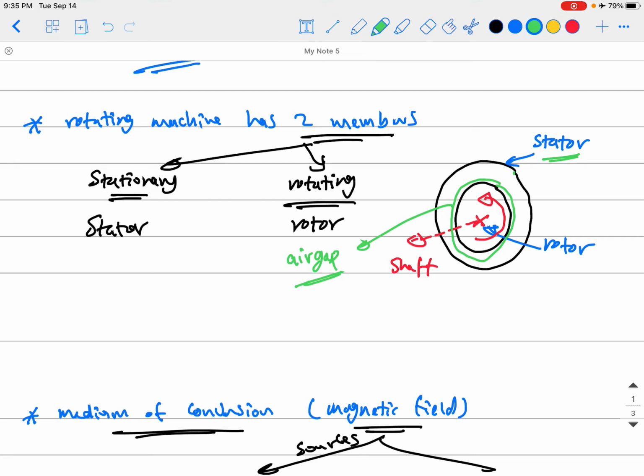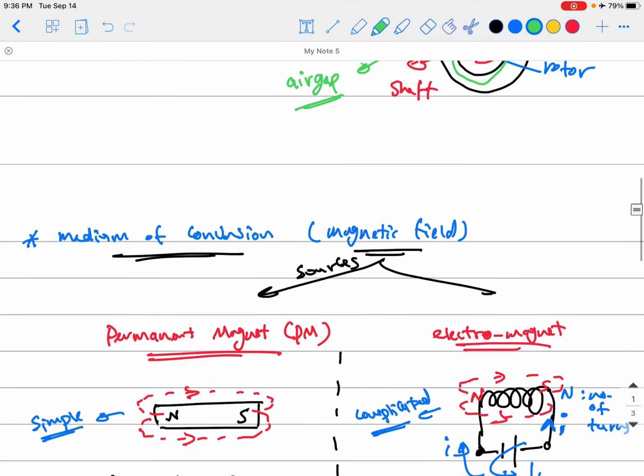So you have a stator, a stationary member, and a rotor, a rotating member, and between them there has to be some air gap, some gap between them to allow the rotor of the machine to rotate freely inside the stator. We said that we try to reduce it as much as we can, but we cannot cancel it at all, otherwise we will not have any rotation.